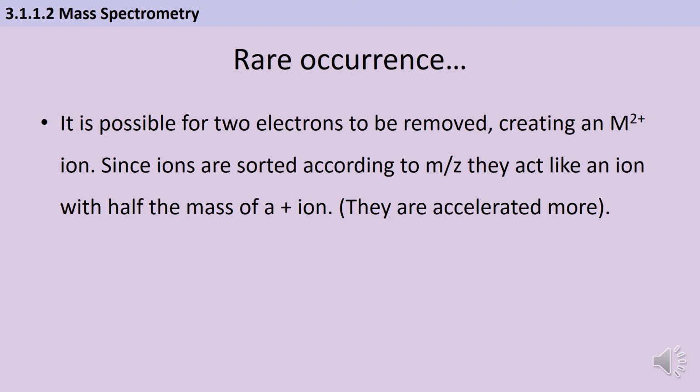And you need to know that because when these ions get sorted in a minute, they're going to be sorted according to their mass to charge ratio. Now, usually their charge is +1, so their mass to charge ratio is exactly the same thing as their mass ratio. But if an ion has twice the charge, then it's almost like it's got half the mass, and it's actually going to end up going at twice the speed. So it's going to be accelerated more. So just be aware that that is an option that could happen.